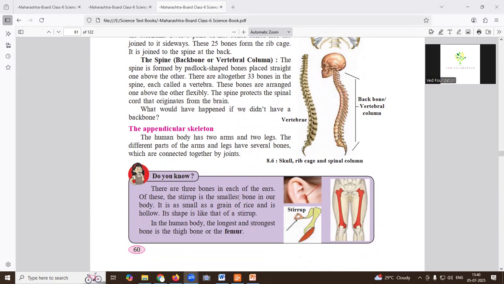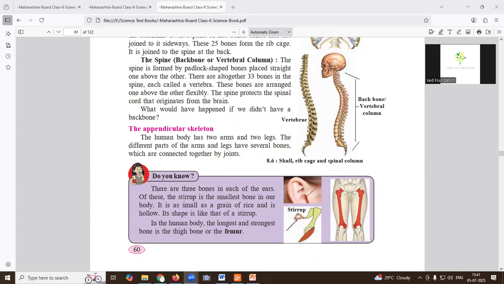There are 3 bones in each ear. Each ear has 3 bones. 2 ears have 6 bones. Of these, the stirrup is the smallest bone in our body. So the 3 bones in each ear are hammer, anvil, and stirrup. So the stirrup is the smallest bone.